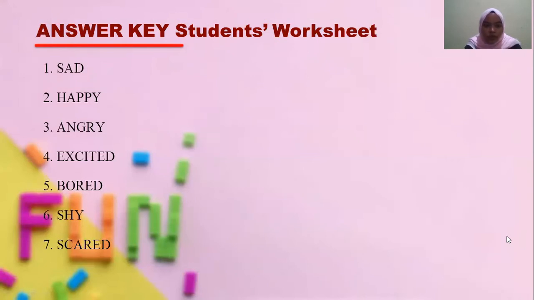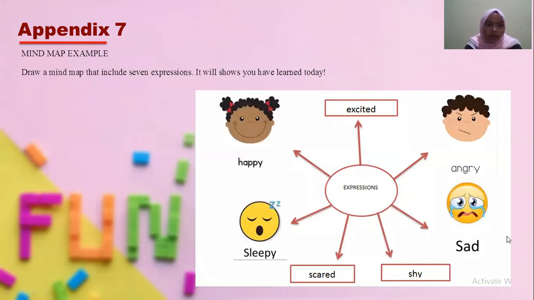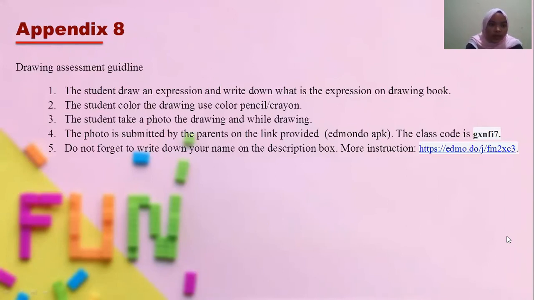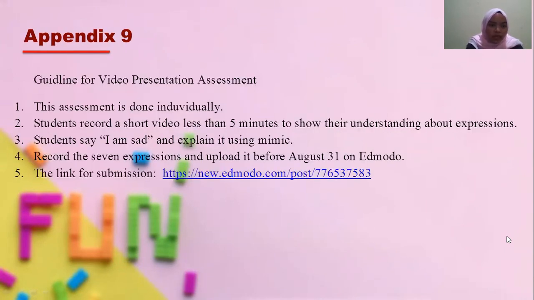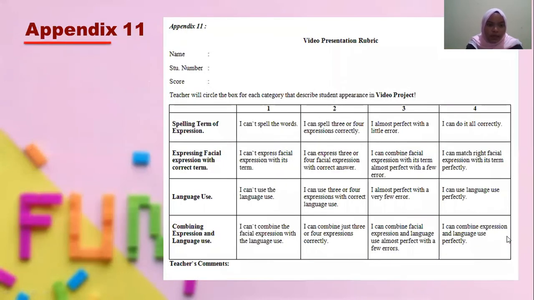And this is the answer key for the students' worksheet that the teachers have given to the students. And then Appendix 6 is the guideline for students filling in the blanks worksheets. And Appendix 7 is the mind map example where the students do their assessment in this kind of form. And Appendix 8 is the guideline for students in drawing assessment. Appendix 9 is the guideline for the video presentation assessment. In Appendix 10, the guideline for mind map self-assessment. And in Appendix 11 is the rubric for the student video presentation.